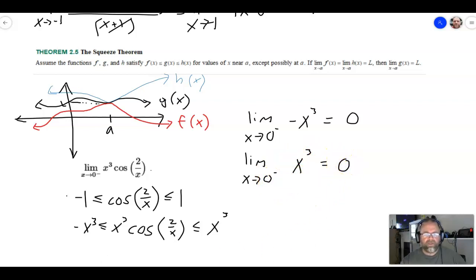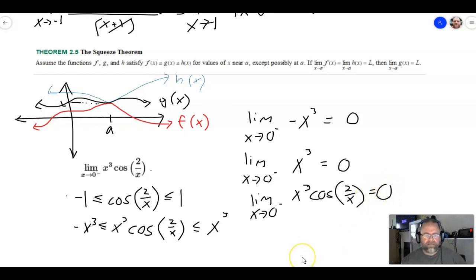Once again, we have a polynomial, so I can just plug that 0 in, so that's equal to 0. So now we know that the limit as x approaches 0 from the left of this is 0, and of this is 0, and since those two are equal, that means that this thing here has to be 0 as well. So that means that due to the squeeze theorem, this last function here, x cubed times the cosine of 2 over x, has to also equal 0.